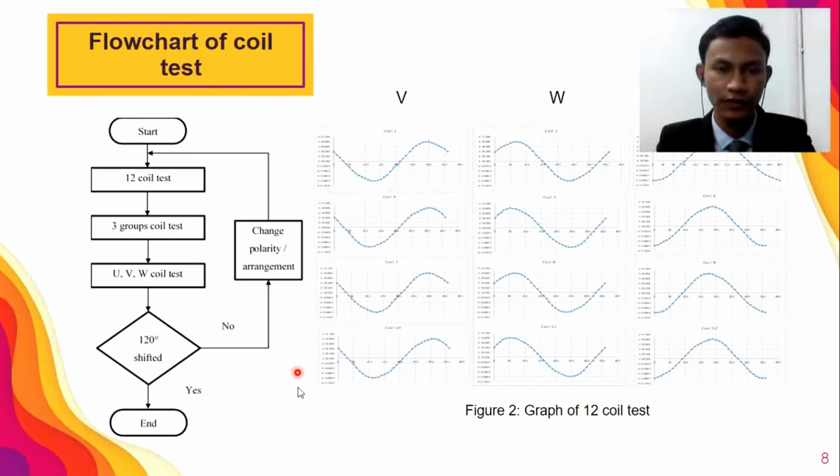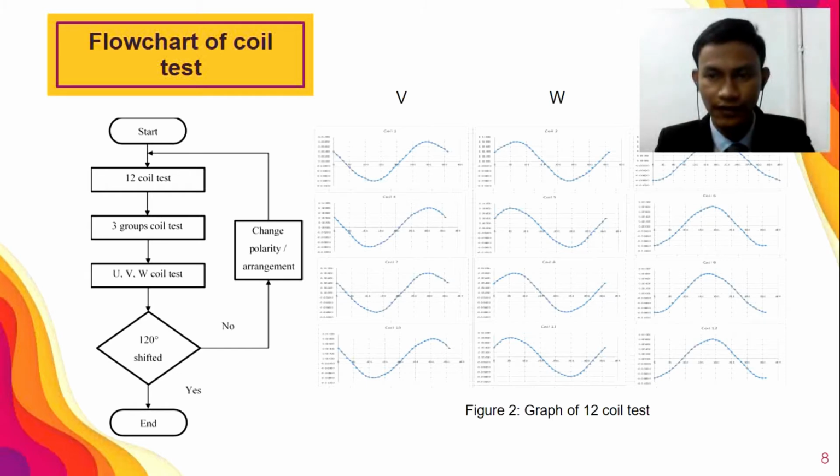This is the flowchart for the coil test analysis. First of all, we need to analyze 12 coil tests. This is an example of how I generate the 12 coil tests. The 12 coil tests are divided into 3 groups, which are U, V, and W. This is the procedure to set up the three-phase system.